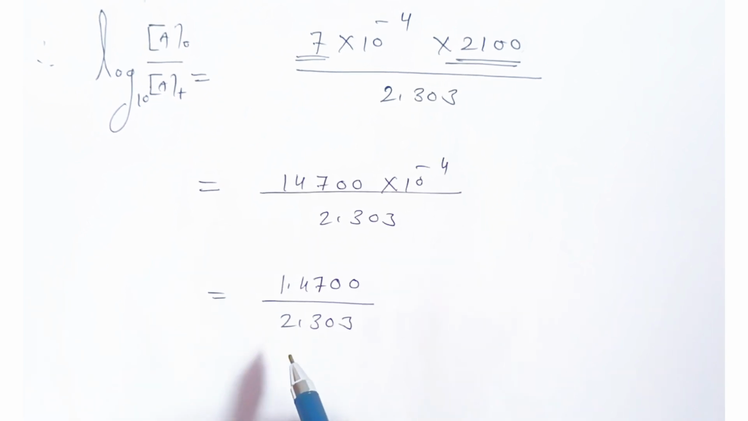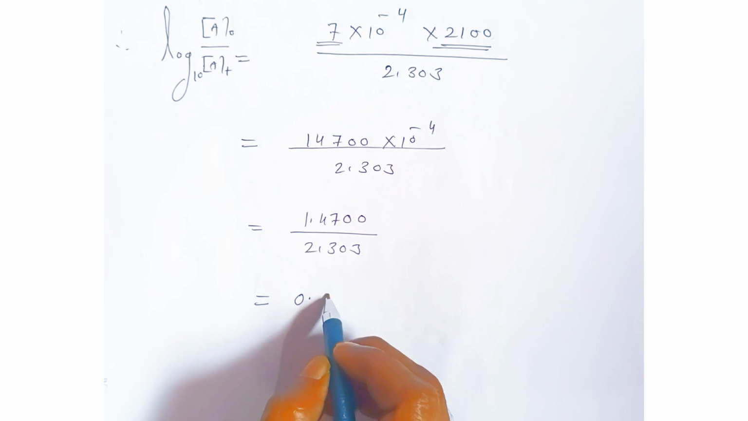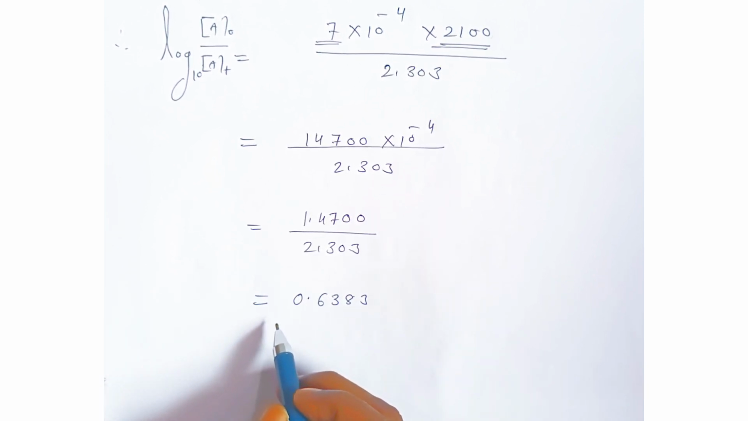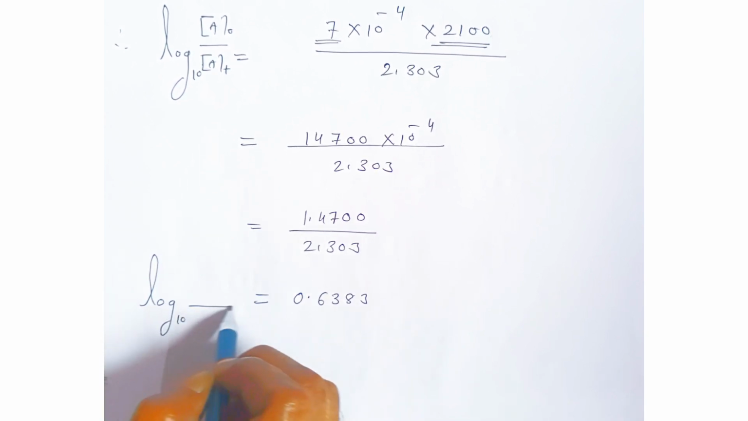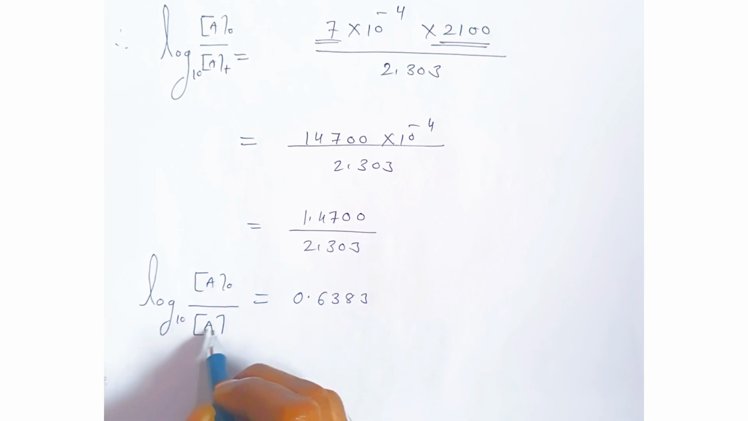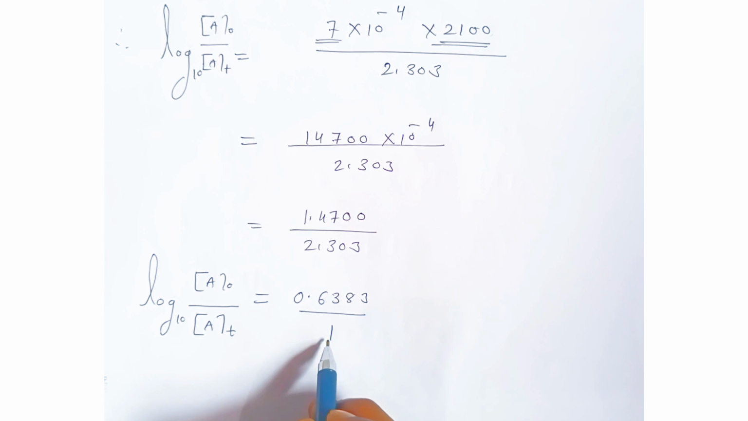Okay, students, if you divide, you get 0.6383. This is the value of log base 10 of the initial concentration of A upon the concentration of A at time t. Now, students, this is nothing but 1. You need to take the ratio.